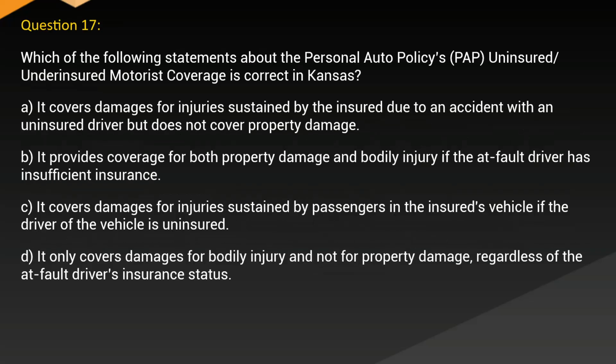Question 17. Which of the following statements about the personal auto policy, PAP, uninsured and underinsured motorist coverage is correct in Kansas? A. It covers damages for injuries sustained by the insured due to an accident with an uninsured driver but does not cover property damage. B. It provides coverage for both property damage and bodily injury if the at-fault driver has insufficient insurance. C. It covers damages for injuries sustained by passengers in the insured's vehicle if the driver of the vehicle is uninsured. D. It only covers damages for bodily injury and not for property damage, regardless of the at-fault driver's insurance status.